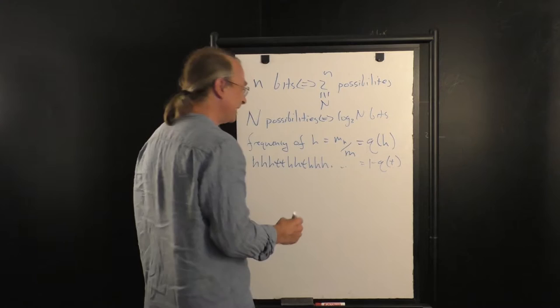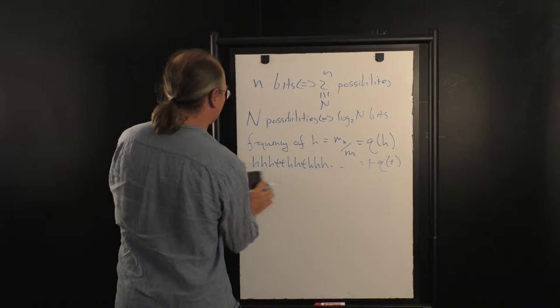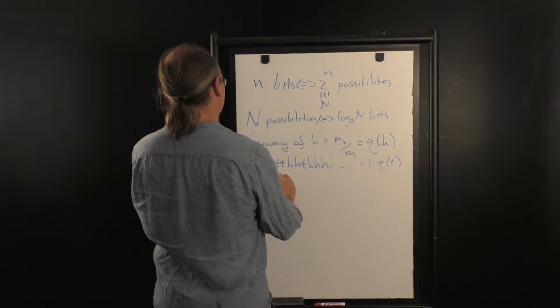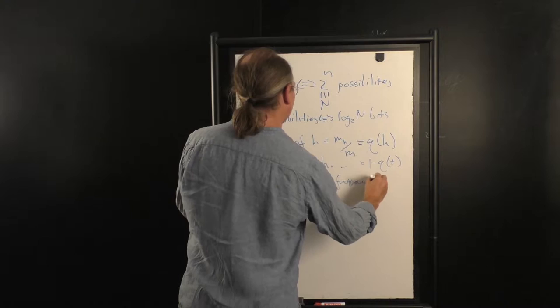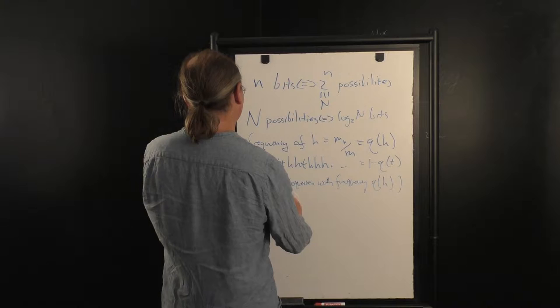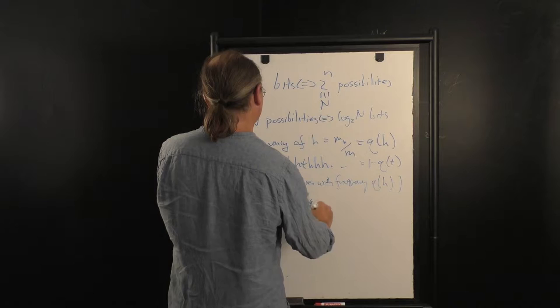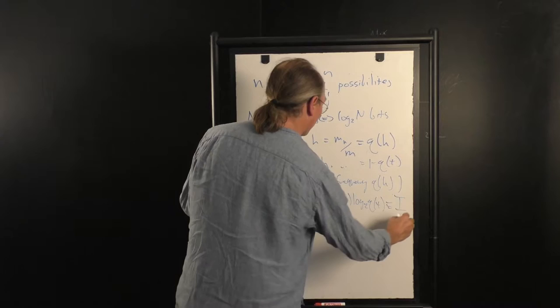Then the total number of sequences, actually, we'll write it like this. The logarithm to the base 2 of the number of sequences with frequency q_H for heads and q_T for tails is equal to minus q_H log to the base 2 of q_H minus q_T log to the base 2 of q_T, and we define this just to be the amount of information or entropy in such sequences.